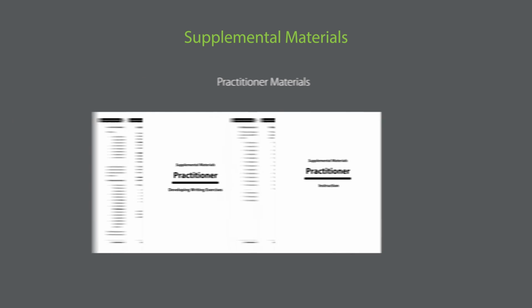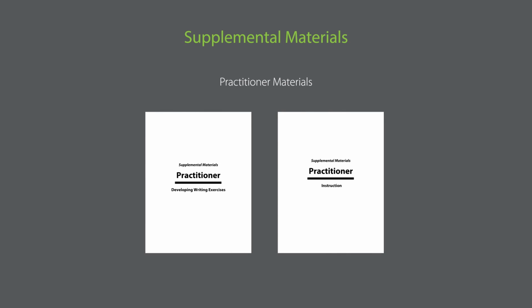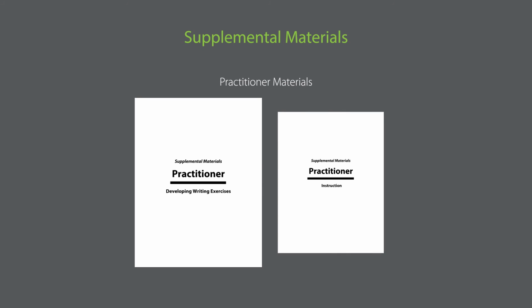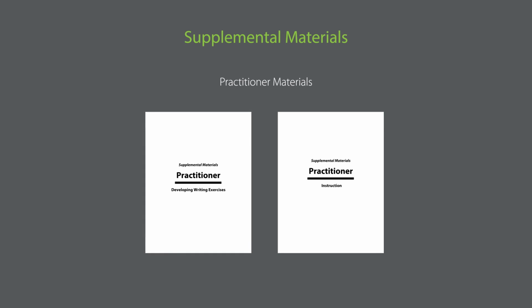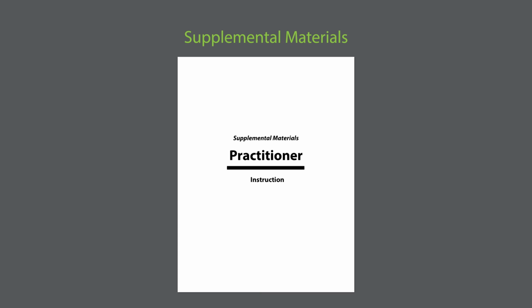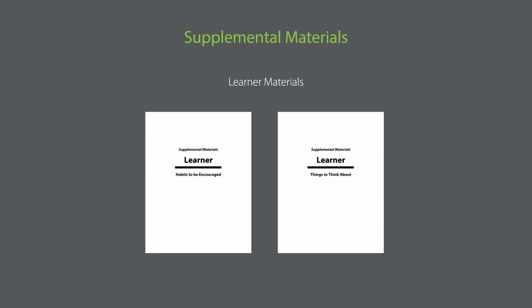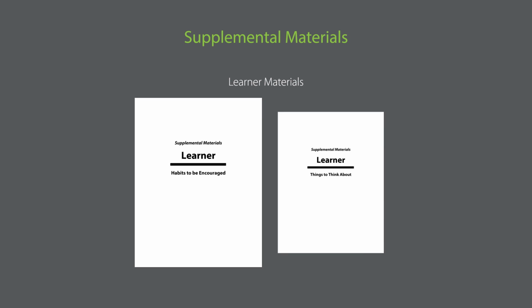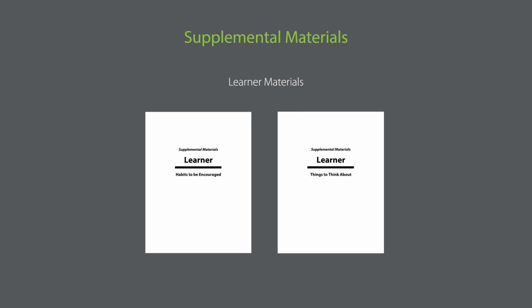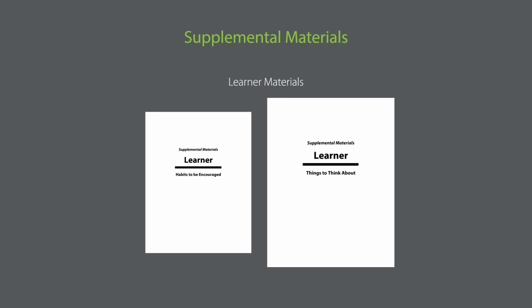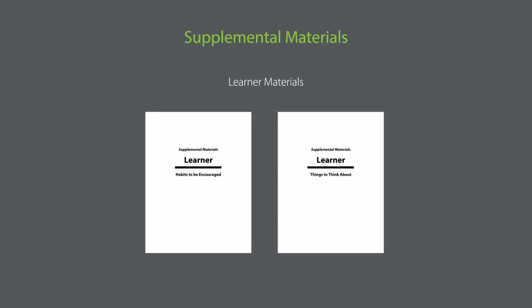The practitioner materials fall into 2 categories. One to help you create your own writing exercise, and another category on instruction. This has materials on best practices for instruction and also materials on content specific to Write Forward. For example, it has the what to teach at each level checklists. The learner's materials are divided into habits to be encouraged, which are general learning tips, and things to think about. These are tips that are specific to writing.